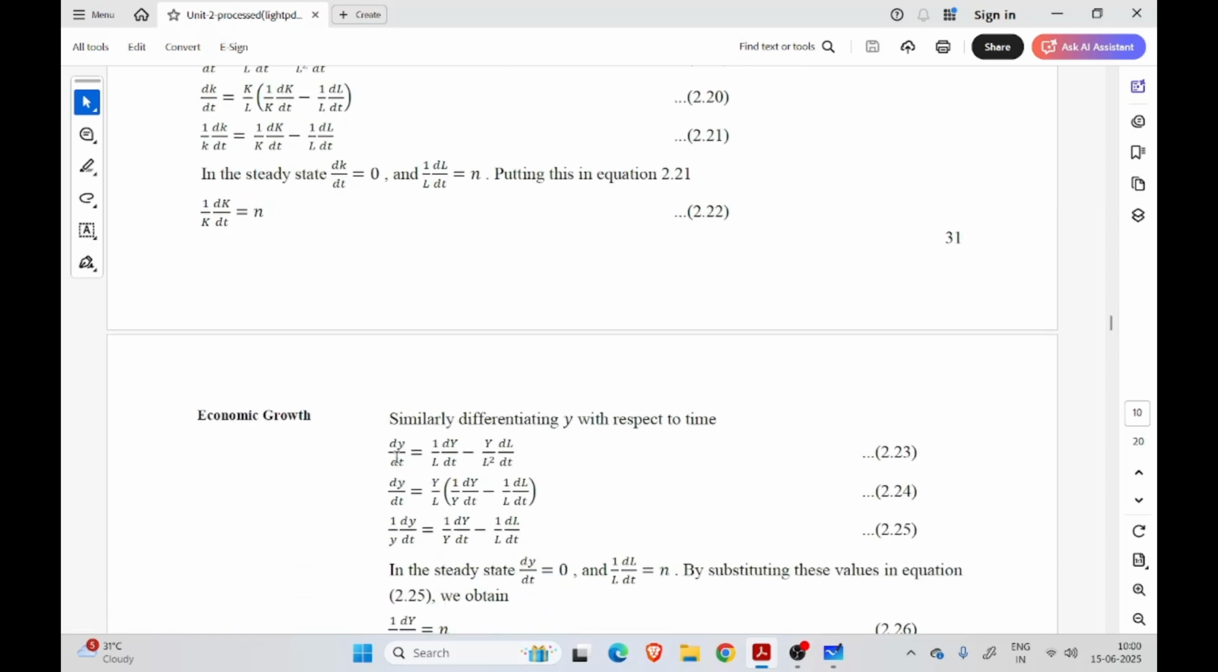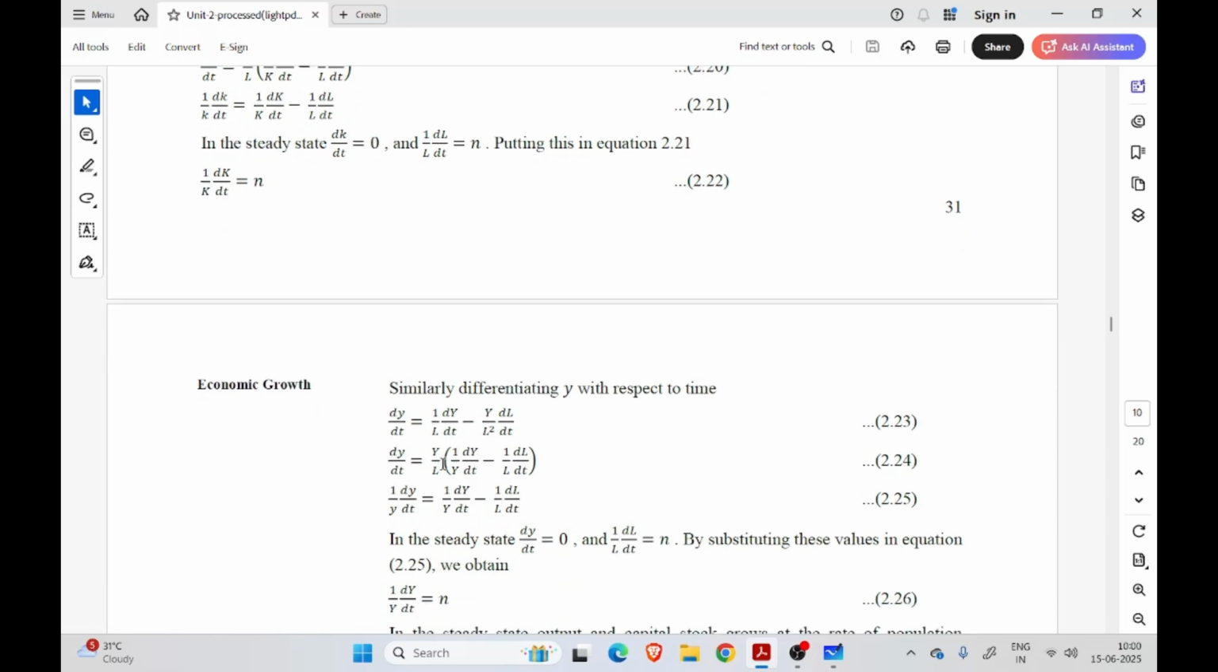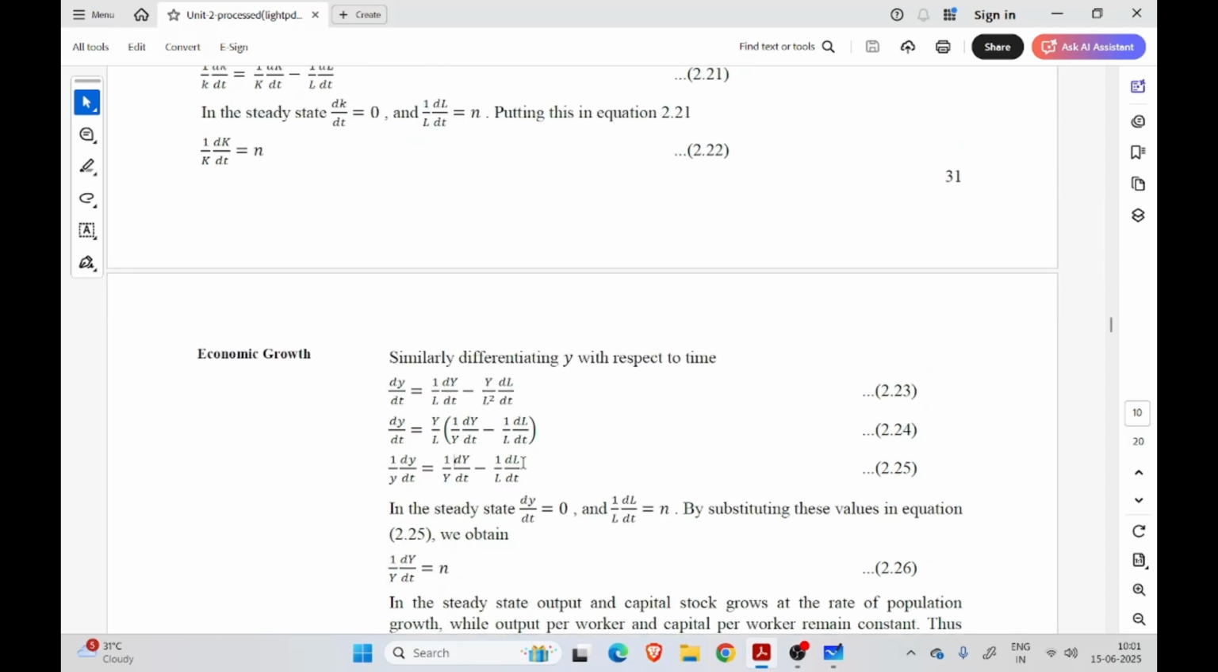Same thing we do, we differentiate y with respect to time, then take y by L common and this term becomes 0 and then this term equals n. So we see that the rate of change of output per unit of time is equal to the rate of growth of population. But remember, the rate of change of output per unit labor is 0 in the steady state, but the rate of change of output is not 0, that is equal to the increase in population, which is equal to n.